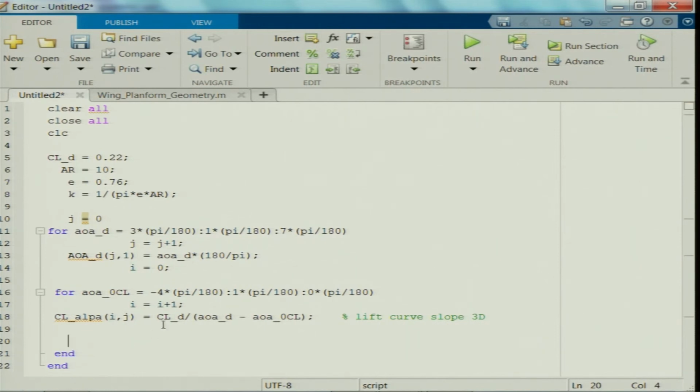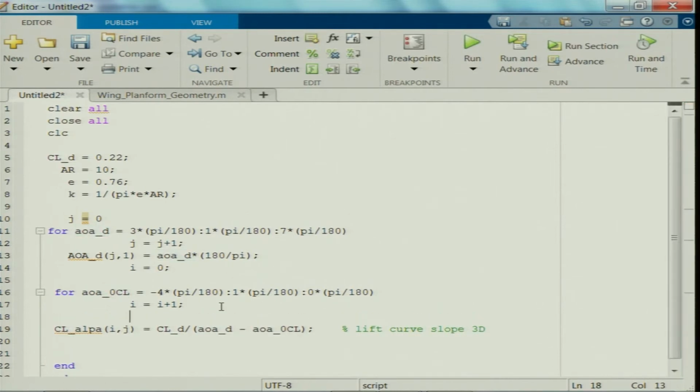So, CL alpha here depends upon both alpha design, AOA design, as well as the AOA at which CL is 0. So, I would like to store the second variable as well, the AOA at which zero lift coefficient, which is again there. I can simply store it as a single column vector, or I can repeat storing for each and every outer loop iteration as well. So, this is equal to AOA underscore 0 CL times 180 by pi, converting it to radians again.